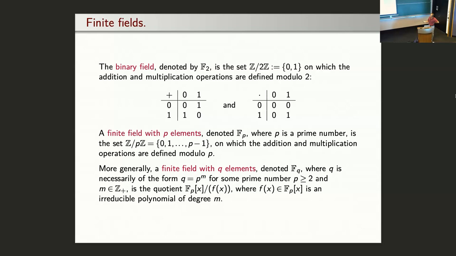If we want to work with fields which have more than a prime number of elements, then we can only do it at the expense of taking a power of a prime number. This is a mathematical fact. If you want to invert elements of a finite field multiplicatively, you have to stay in this range of prime power numbers. So finite fields with q elements, where q is a prime power, are obtained as quotients of polynomial rings.